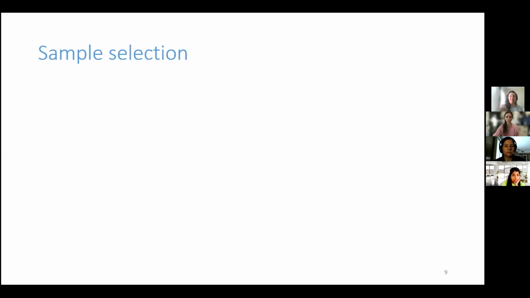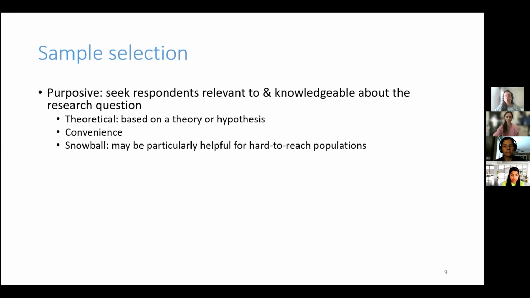I'm going to very briefly talk about sample selection, only to establish some ground rules about how to think about selecting people for qualitative data. In my opinion, the most important thing to think about when you're sampling and selecting people for, let's say, interviews, is that in all qualitative research, your sample selection is purposive. So it is not random.